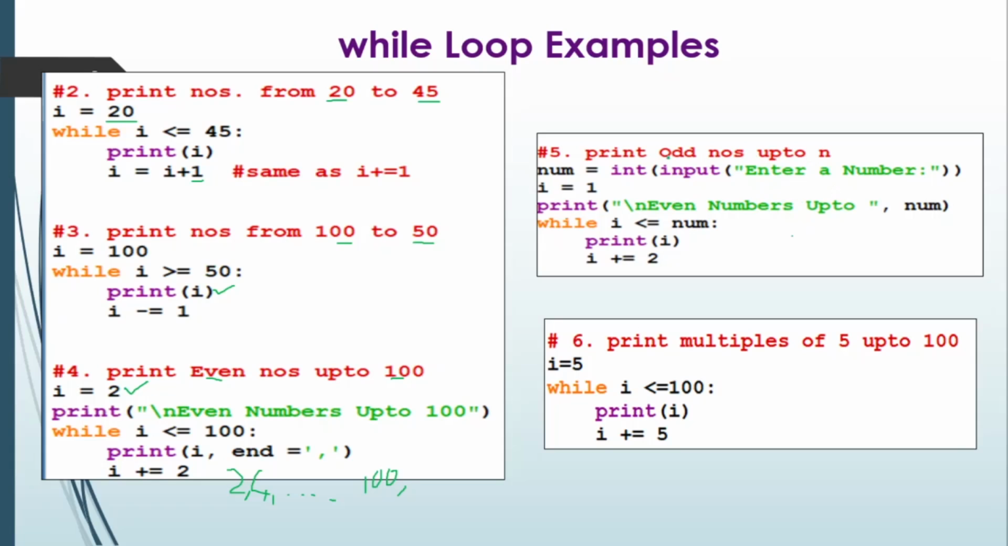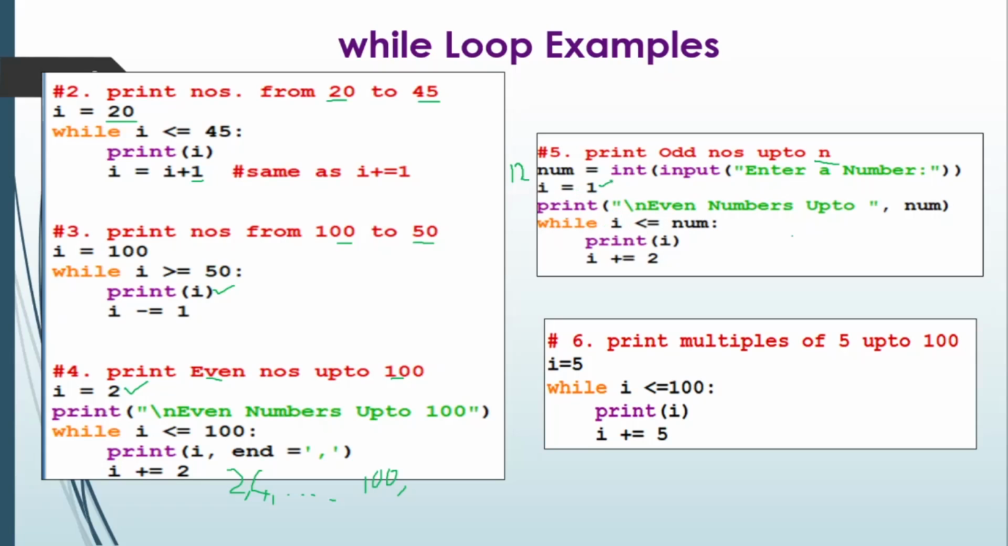Next example is to print odd numbers up to n. The user will input a number and odd numbers up to that number should be displayed. For example, if the user enters 12, the odd numbers up to 12 are to be displayed. Starting from 1, 3, 5, 7, 9 and 11 should be displayed. We can look at the program.